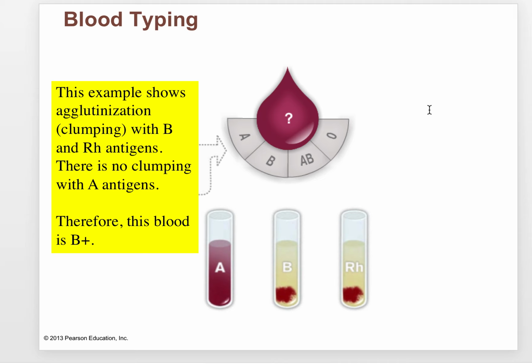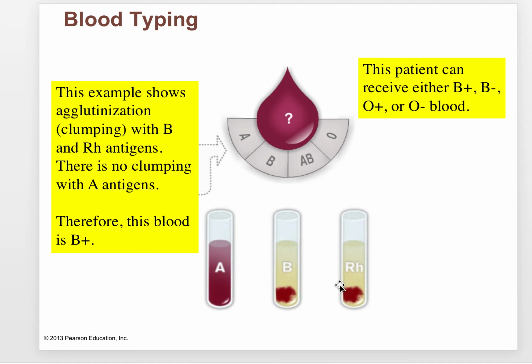Here's another example. Here's unknown blood, and we're going to test it to see what blood type it is. When we put in the antigen A tube, nothing happens. Put in the antigen B tube, they clump together. So that means it has B antigen in this blood. We put in the RH factor, it clumps together, so it means it's RH positive here. So this blood type will be B positive. It reacts to B and it reacts to the RH, so it's B positive.